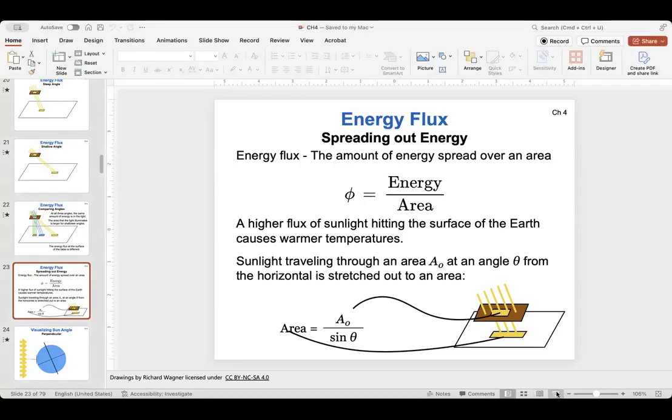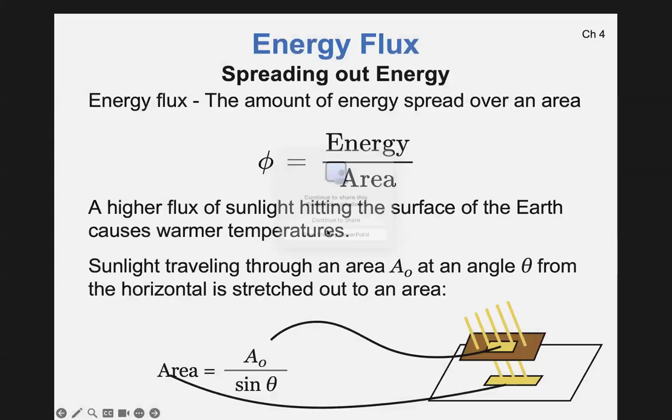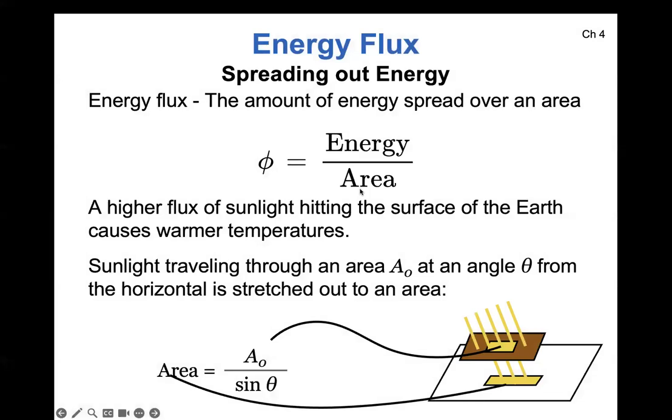Continuing with chapter 4, starting with energy flux where we left off last time. So energy flux, represented by this Greek letter phi, is energy per area. And the area changes as the angle of the sunlight changes.